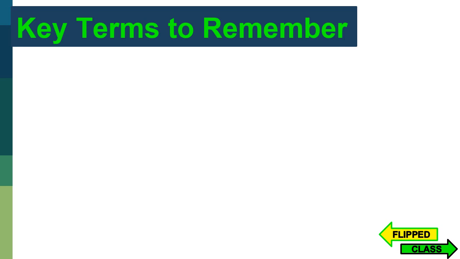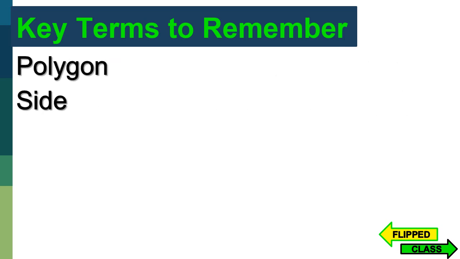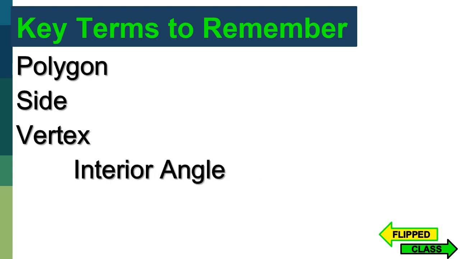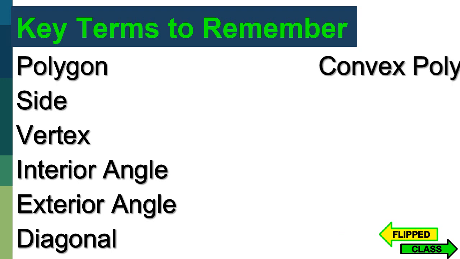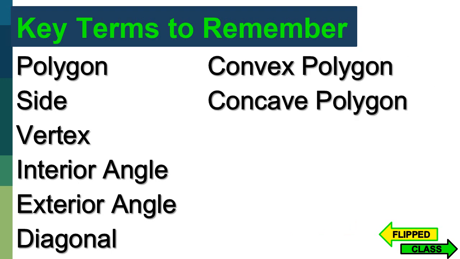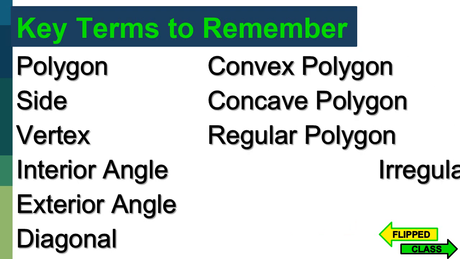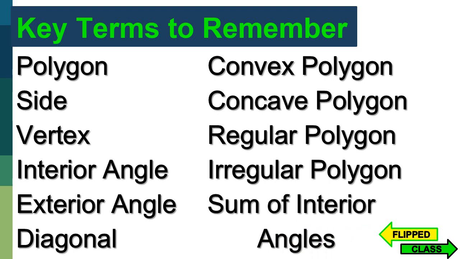Now, here are the key terms we learned and you need to remember. You need to know what a polygon is, the side, the vertex, interior and exterior angles, including the diagonal, as well as the types of polygon: convex, concave, regular, irregular, and the sum of the interior angles.